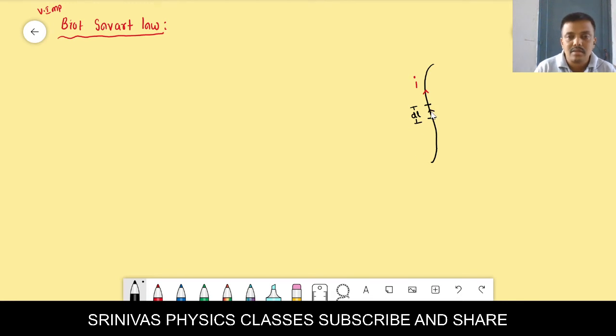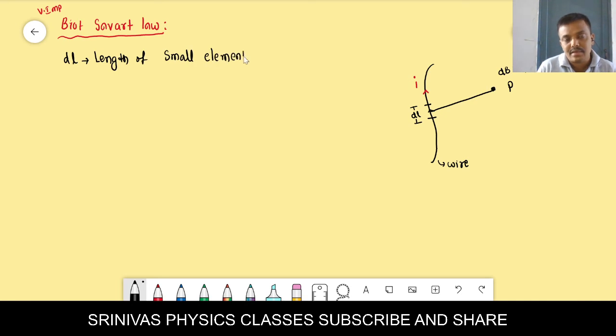From the center of the current element, at a point P, I want to find out the magnetic induction. Then the magnetic induction due to small current element, that means this small part of the current carrying wire carrying I current. What is dl here? Dl is the length of the small element.